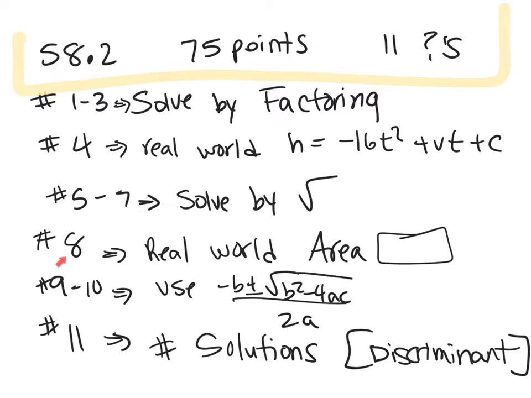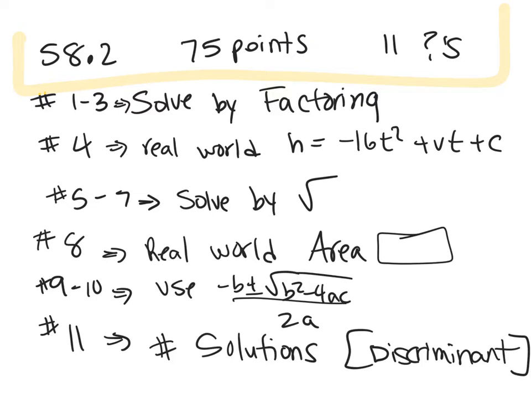Then you solve by square roots, 5 through 7. Number 8 is another real world area of a rectangle problem where it asks you for the length and width. 9 and 10 ask you to use the quadratic formula. And number 11 is asking you how many solutions there are, and you're asked to use only the discriminant. So let's do a little bit of each.